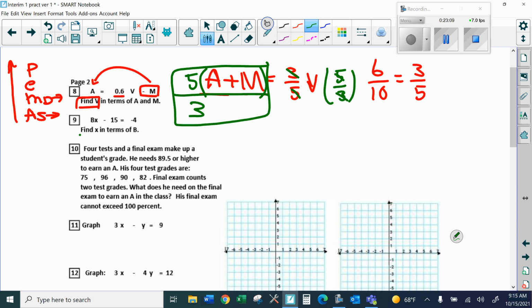All right, find X in terms of B. Again, that just means capital B is going to be your answer. You're solving for X. Reverse PEMDAS. Add or subtract first, so add that 15 across. BX equals 15 minus 4 is 11. Remember, I'm solving for X, so the last step is to divide by B. And I'm done. X equals 11 over B. Very simple. All right, number 10.